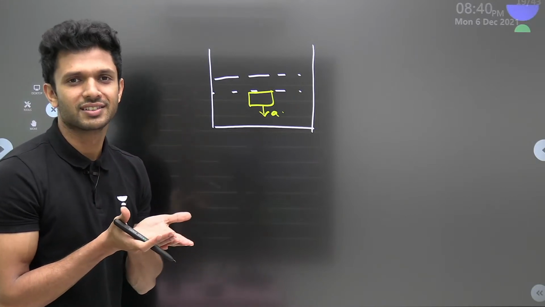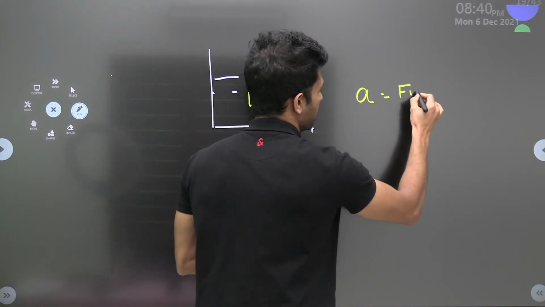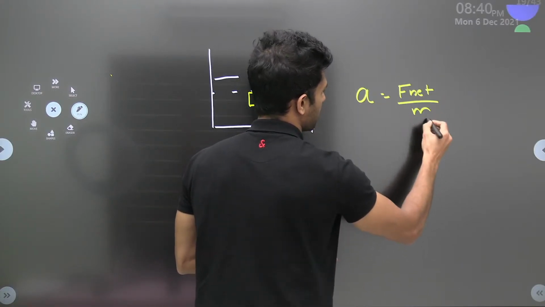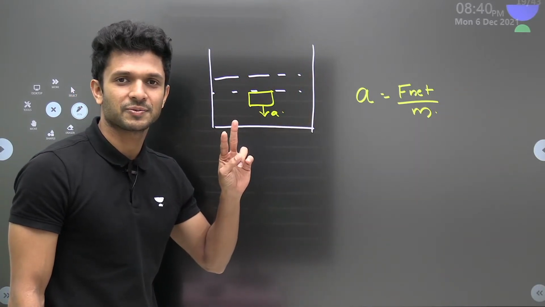How will you find out? Because acceleration is equal to net force acting on the body divided by mass of the body. Everybody knows Newton's second law of motion, isn't it?